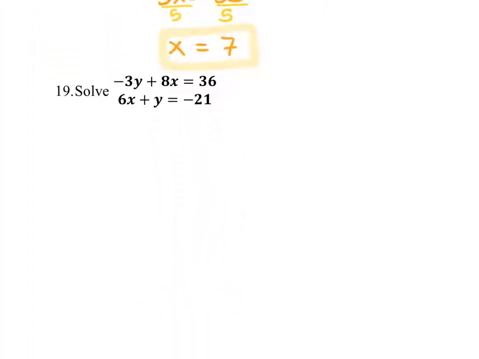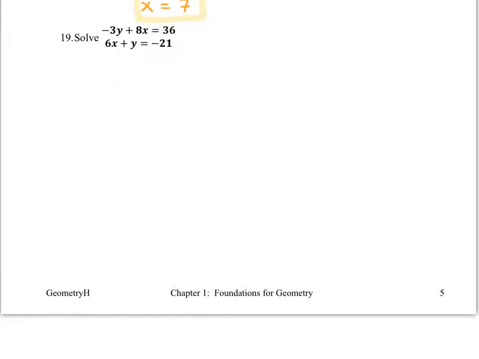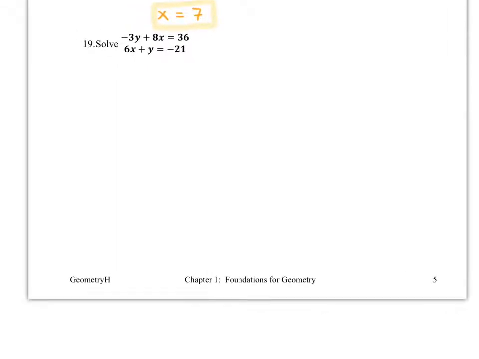So with number 19, you can see that we have what we call a system of equations, which means we have two equations in two variables. And in this case, they are both linear equations, meaning they're in x and y, no squared variables here. So what we want to do is find the place or the point where these two lines intersect.